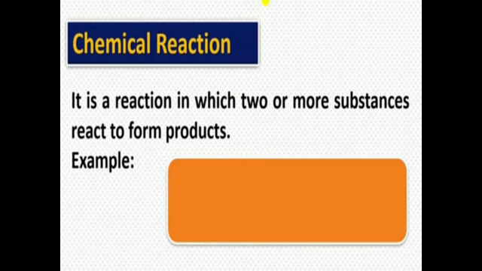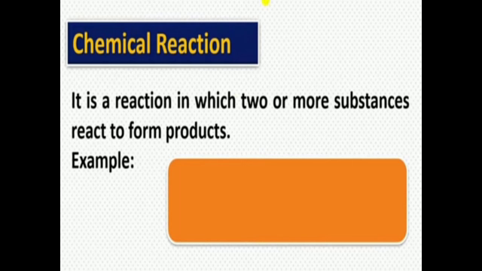Now let's first study chemical reaction. Basically, you know what a chemical reaction is. It is a reaction in which two or more substances react to form products. The general meaning of reaction is mixing, right? Here the reaction is taking place chemically. In this reaction, two or more substances are involved to form the products.